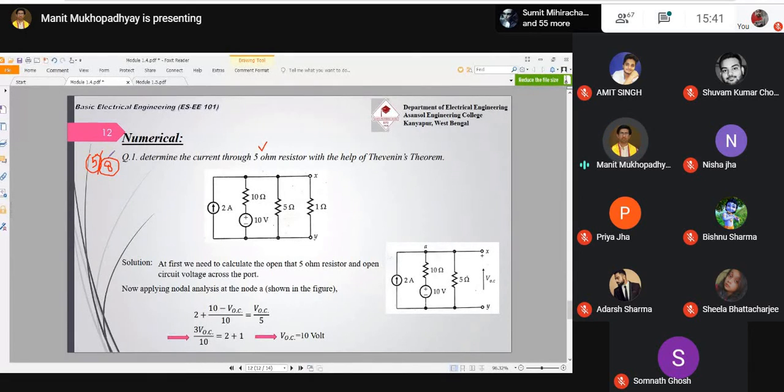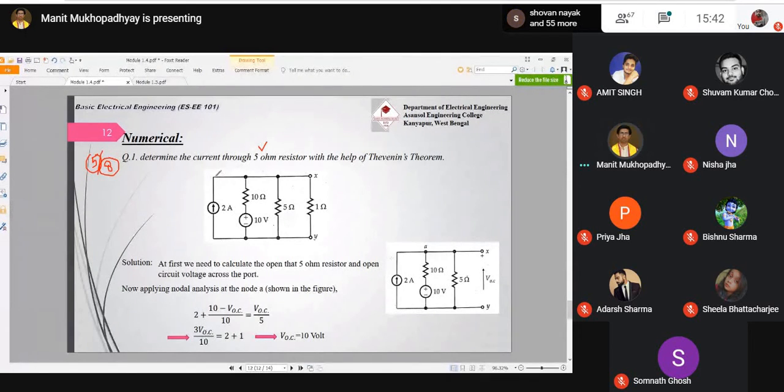When you are going to calculate the R equivalent, show the examiner that yes, you know that the voltage source must be short circuited, right? When you are drawing the circuit, show them that you know how to draw it and where you are getting that VOC value. Then you will get full marks. Now check here.